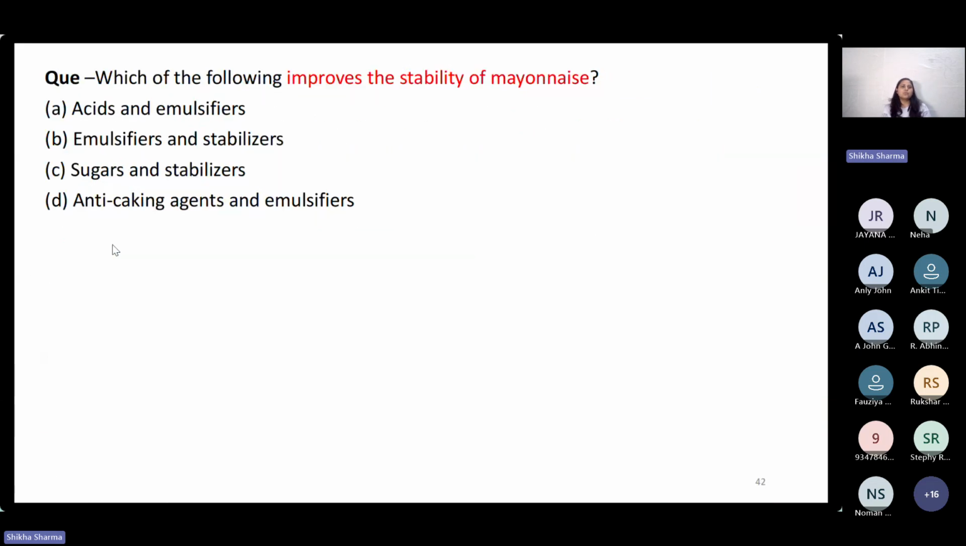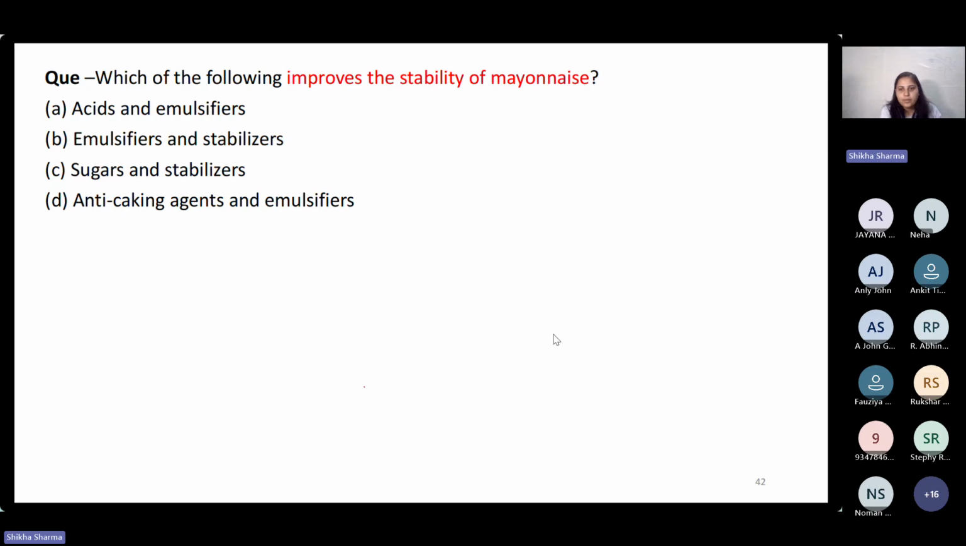Okay, let's see this question. Which of the following improves the stability of mayonnaise? Acids and emulsifiers, emulsifiers and stabilizers, sugars and stabilizers, then anti-caking agents and emulsifiers. I'm so sorry. Maybe I misunderstood your previous question. It's okay, Jitendra, the answer is C.